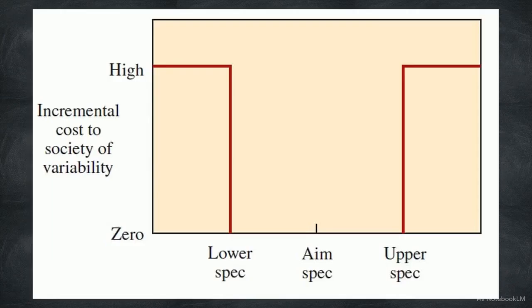This chart shows the traditional goalpost view of quality control. The paradigm was simple. Any part falling between the lower and upper specification limits was considered good, costing zero. Once those limits are crossed, the cost of variability jumps straight to high.